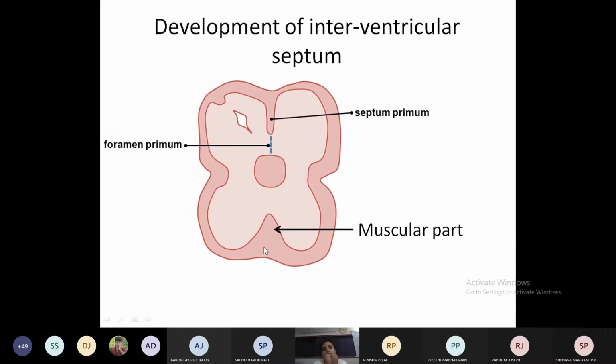It goes upwards. Then the gap develops, that is the interventricular foramen, which allows the flow of blood from right to left. So this interventricular foramen is bridged by the membranous part. Membranous part is formed by right and left bulbar ridges, and the septum intermedium. The caudal part proliferates and fills the gap. So this also contributes to the formation of the membranous part of the interventricular septum.